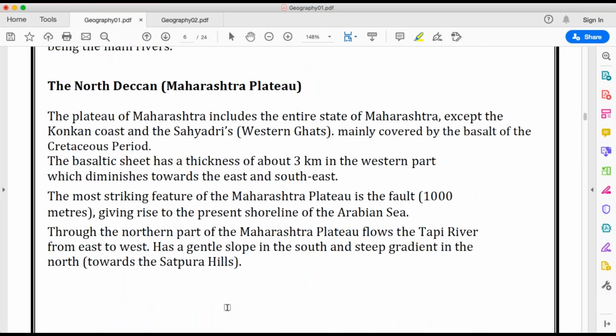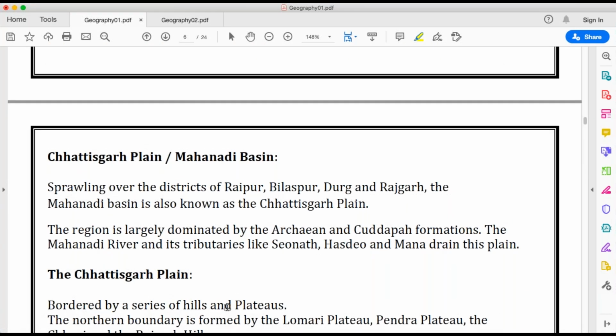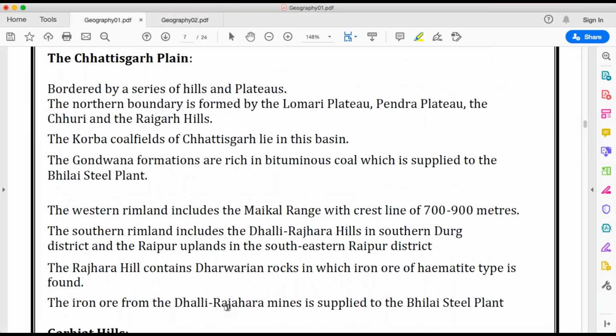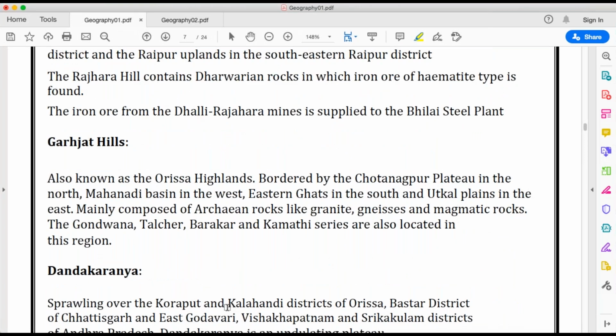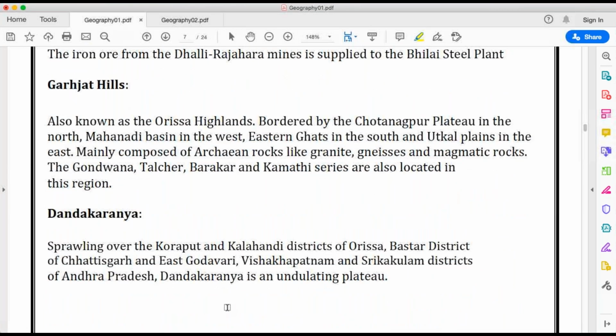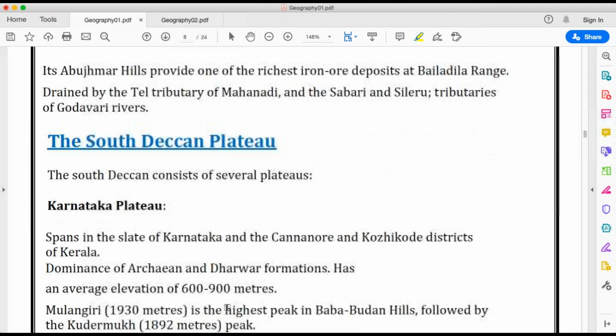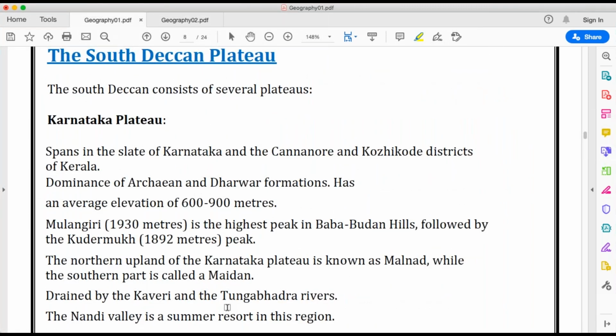Maharashtra Plateau, again, the similar thing is what you need to remember. You can skip this part. You can skip these hills, Dandakaranya. You can again skip. You don't need to do South Deccan Plateau, again important. You just need to know which are the regions. So for any plateau which is there in the ebook, you need to remember which regions fall under it and which rivers flow through it. These are the only two things which you need to remember. Rest everything is what you can skip.